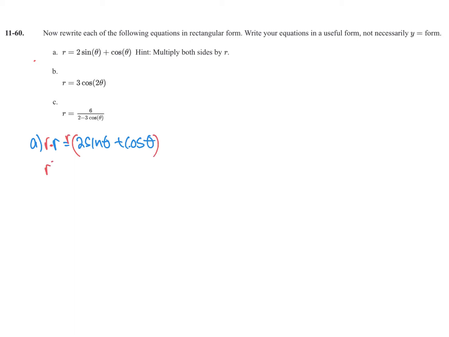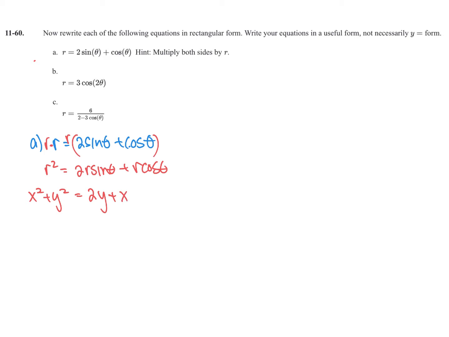So I'm going to get r squared equals 2r sine theta plus r cosine theta. And then from there, I can replace the r squared and then the r sine theta and the r cosine theta. So r squared is x squared plus y squared. That equals 2, and r sine theta is y, and plus r cosine theta is x.